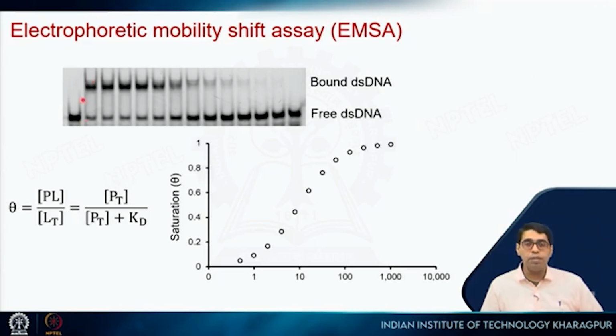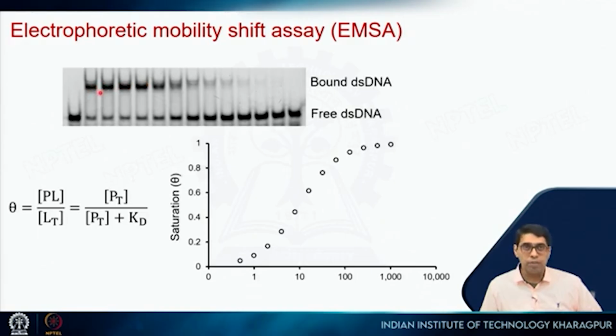So this is a native PAGE. DNA is a negatively charged molecule, so it will run towards the positive end. All the free DNA will run at the same speed, right? However, when the DNA is bound to the protein, the size increases, so it will run slower. This is the mobility shift. That is why it is called electrophoretic mobility shift assay, right? Since the DNA is binding to this protein, there is a shift in its mobility, it runs slower, and you can detect the bound DNA.